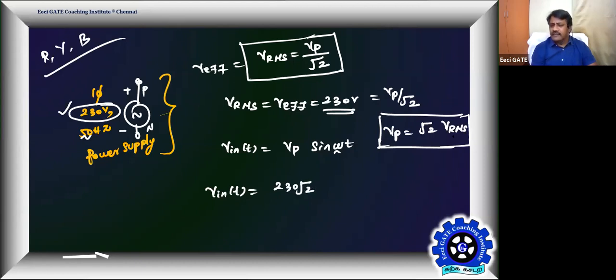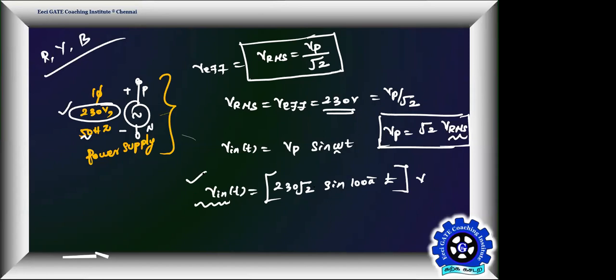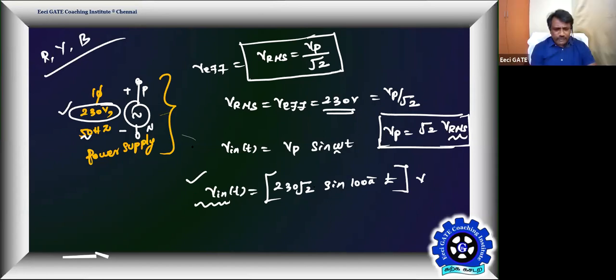Getting everyone? Because VRMS is 230, into root 2, into sine 100 pi t volts. That's how we need to represent our AC signal, or AC source, exciting our home, a single phase AC source. Getting everyone? All of you getting? Yes, sir. Any doubts? Anyone having doubts till this point?